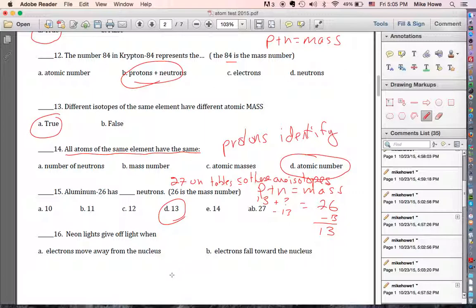Okay, and the last thing, neon lights give off light when the electrons do what? Well, they move away when they get excited. When they come by electricity, when they come back down, they give off light. So when the electron falls back, it gives off light.